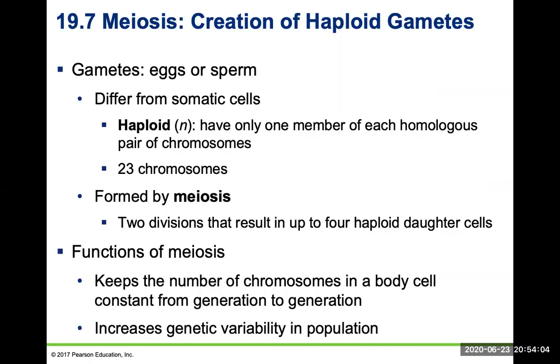That individual. So gametes are eggs or sperm, and again, they differ from somatic cells. So this is our introduction into meiosis now. Gametes are haploid, and we refer to that by the letter N, and that just means they have only one member of each homologous pair of chromosomes. So there's 23 chromosomes. They're formed by meiosis, which involves two divisions that result in up to 4 haploid daughter cells. And the functions of meiosis are to keep the number of chromosomes in a body cell constant from generation to generation, and this will increase genetic variability in a population.